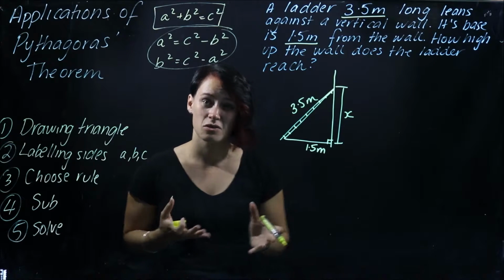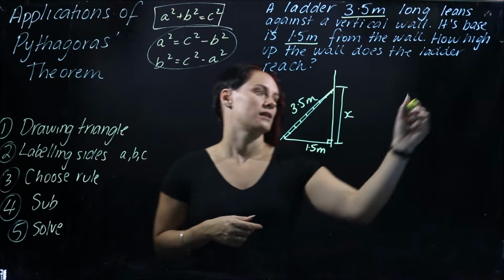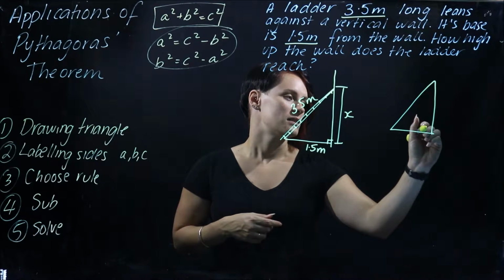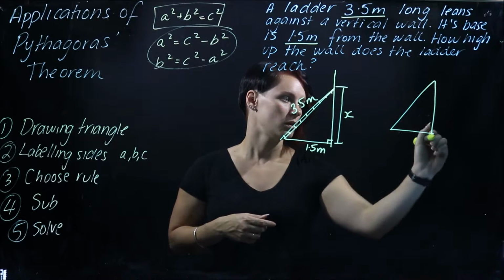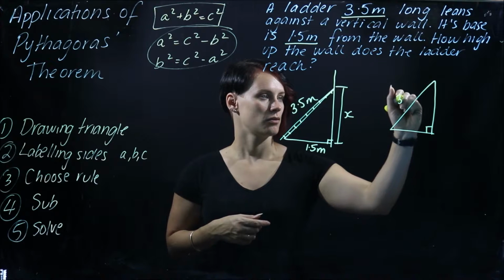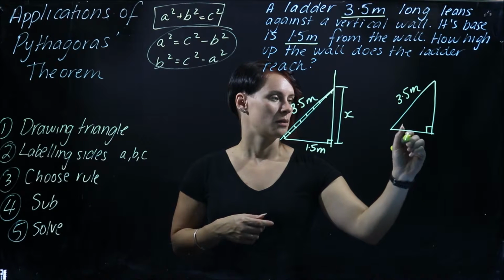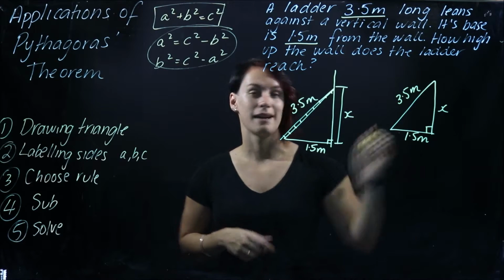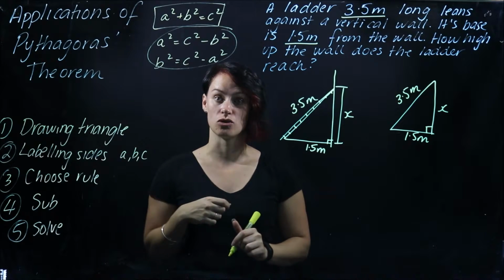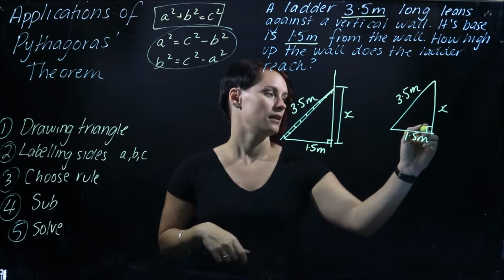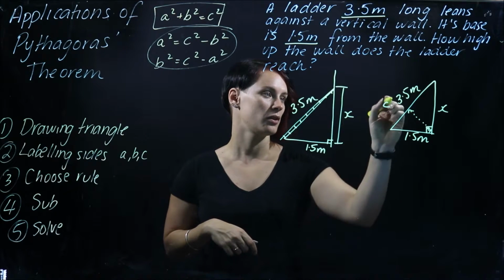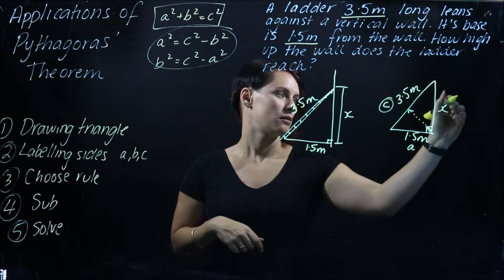Now, you don't have to draw any kind of fancy picture, but you might like to then translate that into a nice simple mathematical drawing. And we assume that the wall to the ground is our right angle, okay? So we've got 3.5 meters, we've got our 1.5 meters, and we've got our x there. Now we actually have our triangle drawn. We need to label its sides. Here's our right angle, so across from here we've got our C, our hypotenuse, and we've got an A and we've got a B, right?